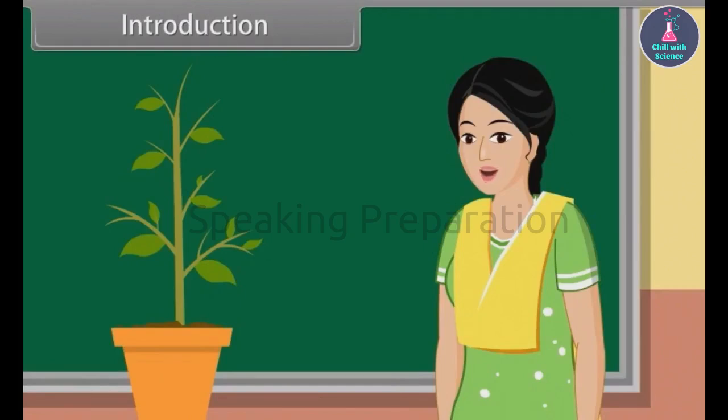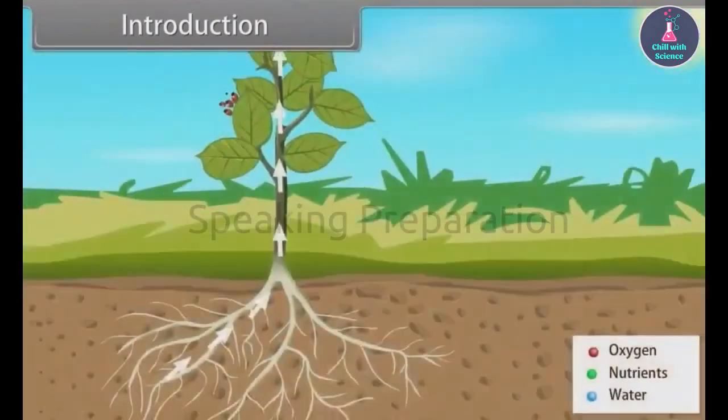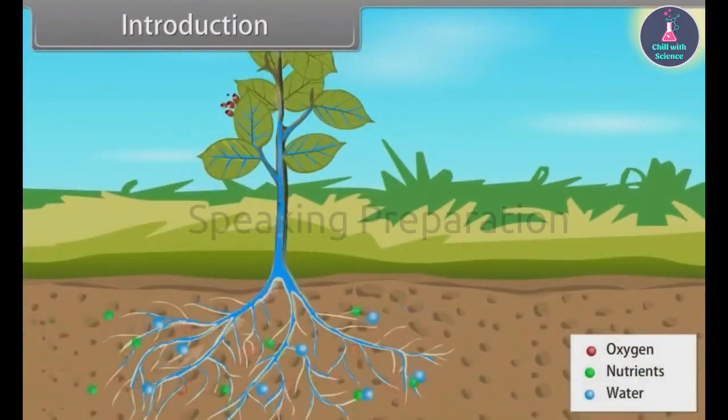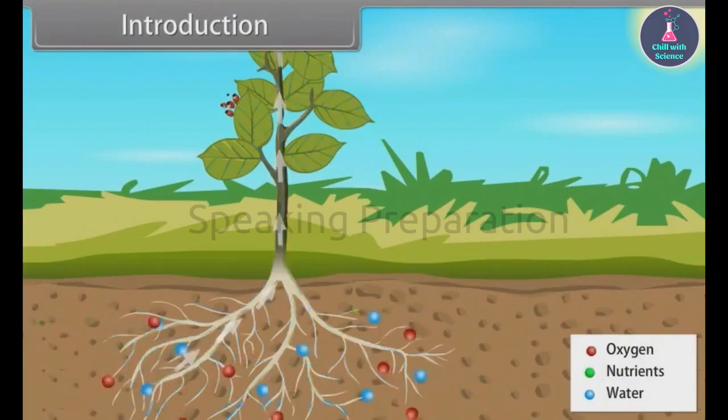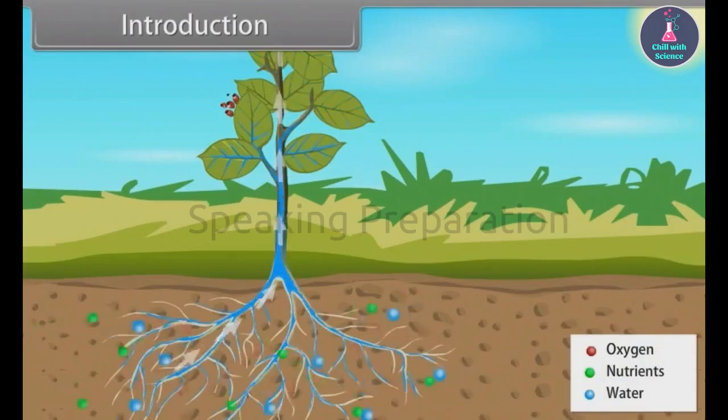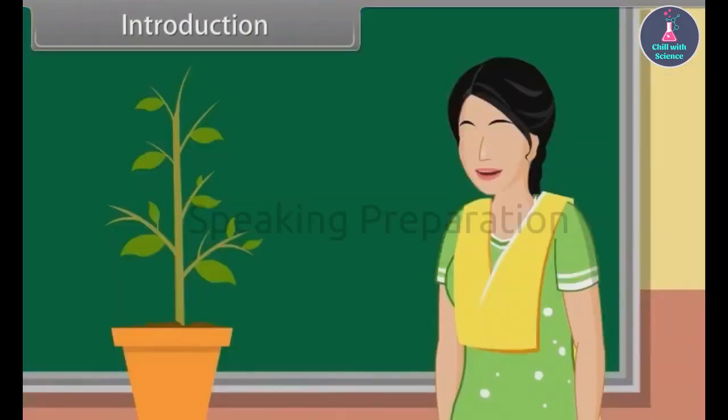The growth of a plant can be measured by considering various factors such as nutrients availability, water availability, oxygen, etc. One more thing I would like to tell you that there are 5 plant growth regulators. They are auxins, gibberellins, cytokinins, ethylene, and abscisic acid. Okay, now it's time to learn about plant growth and development.